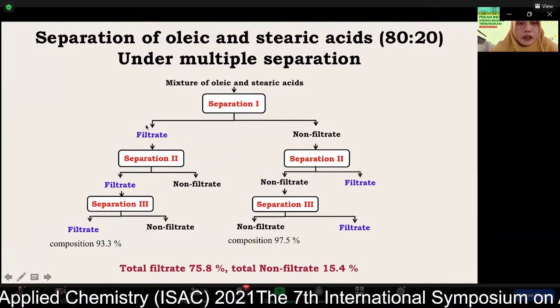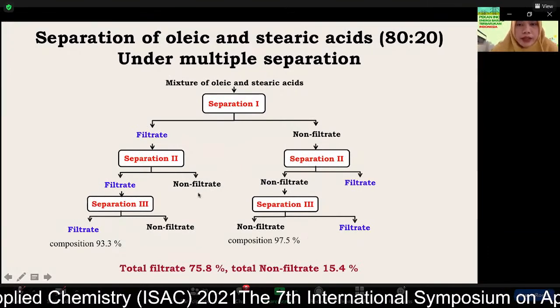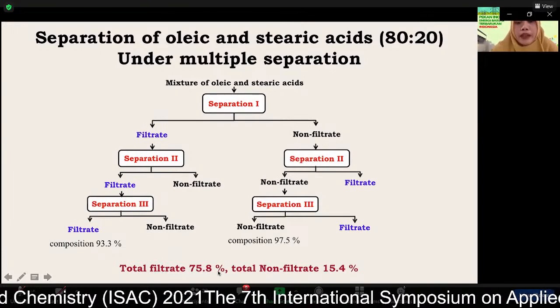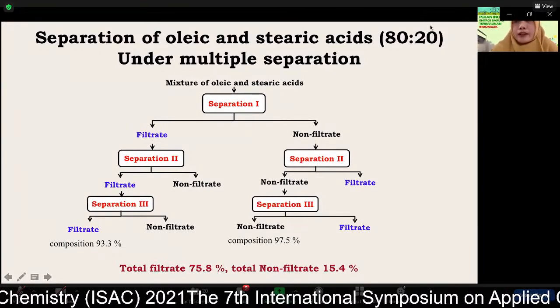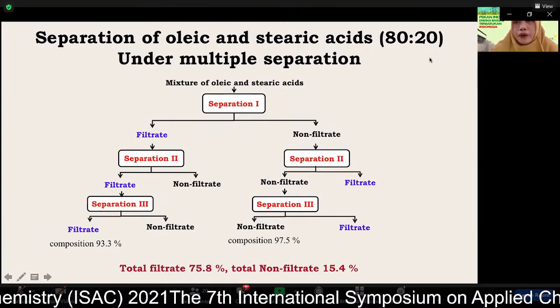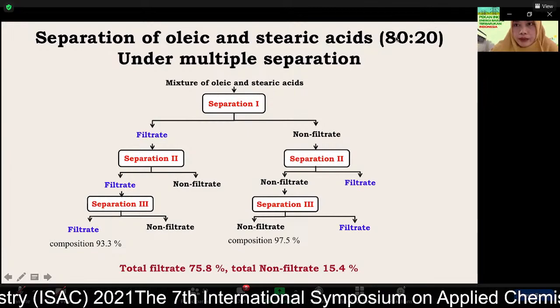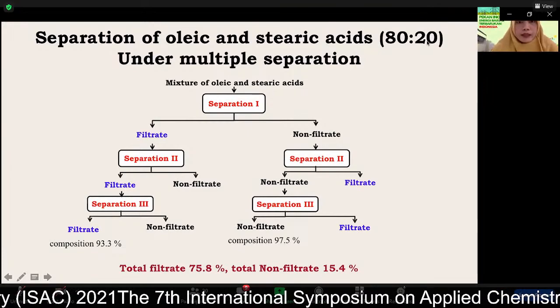And then we collected all the filtrate and non-filtrate separately. The total filtrate yield was 75.8 and the total non-filtrate 15.4. The yield decreased because the feed was 80 to 20.